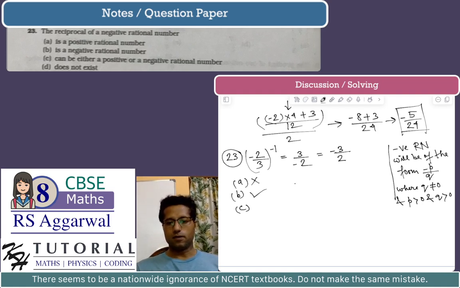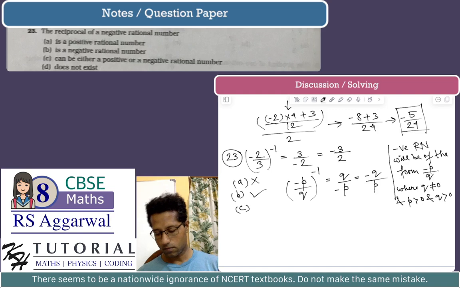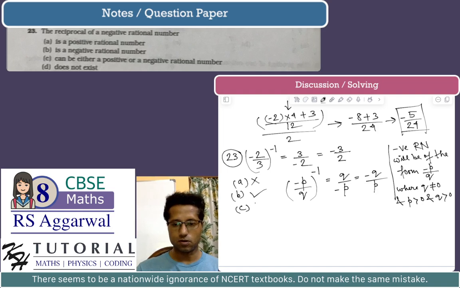If you consider the reciprocal of minus p by q, which in notation form is (-p/q) to the power minus 1, this is nothing but q by minus p. Remember that q and p here are both positive integers. So this is equal to minus q by p, which is definitely a negative rational number, as q and p are positive integers. So C is saying that it can be either a positive or a negative rational number. No, this is wrong. The correct is B, that is, the reciprocal of a negative rational number will always be a negative rational number.